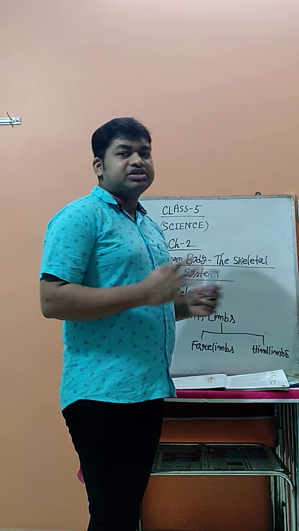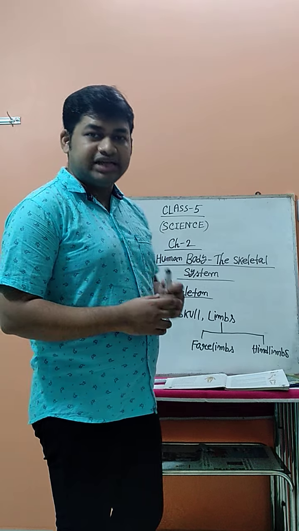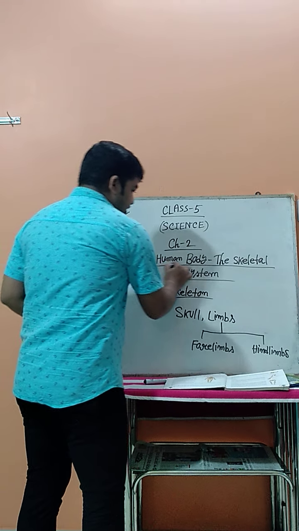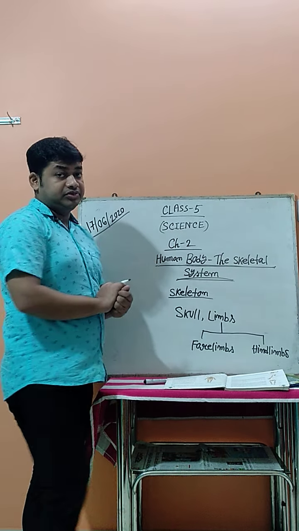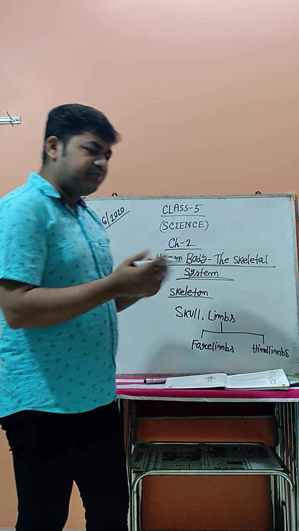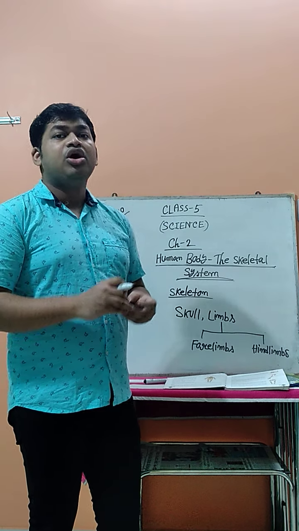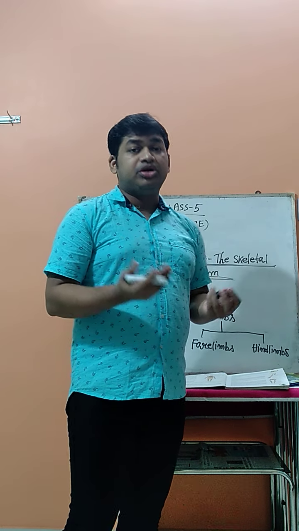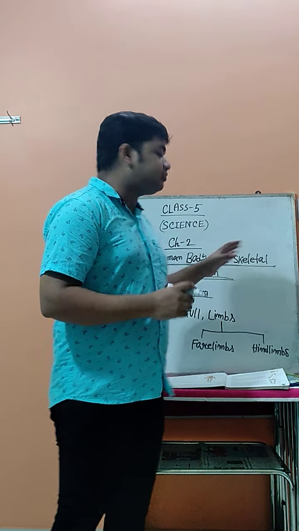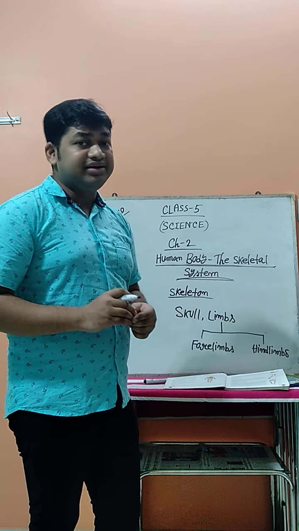Today we are going to start our new chapter about the human body and the skeletal system. What is the skeletal system? In the previous chapter we read about different types of systems, that is the respiratory system, the excretory system, and afterwards the circulatory system. Now in this chapter we are going to read about the skeletal system.